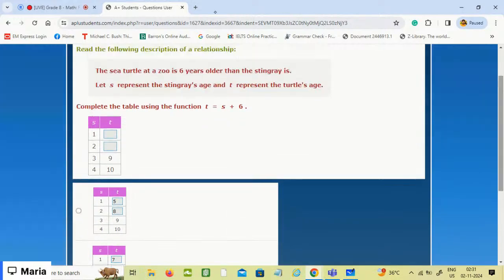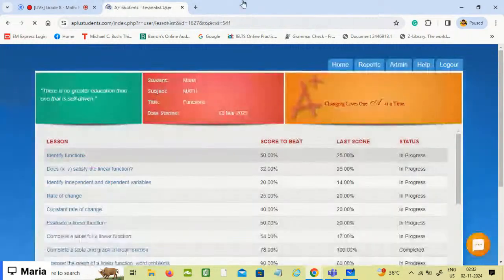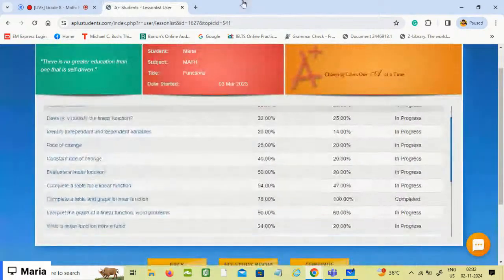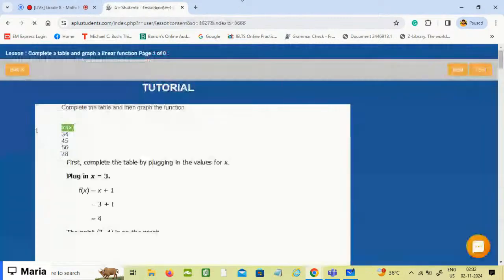Okay, you can complete the lesson by yourself later today. Let's move on to the next lesson. The next lesson is complete a table and graph a linear function. Let's just start with the test questions.